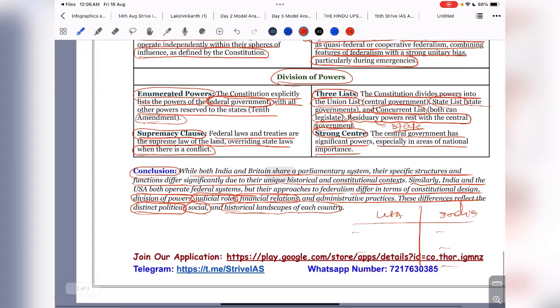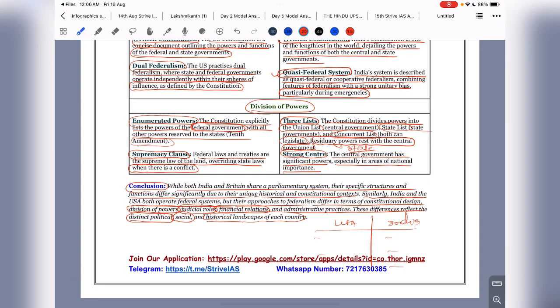So this is all about the Day 9 Polity model answer.